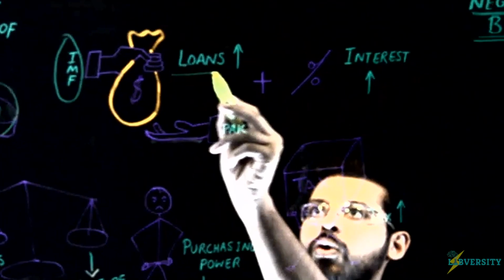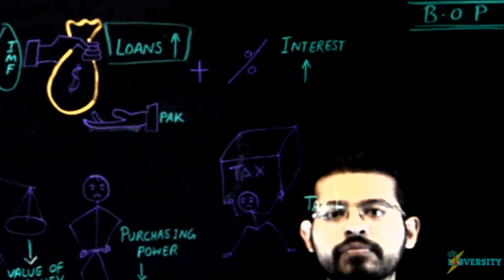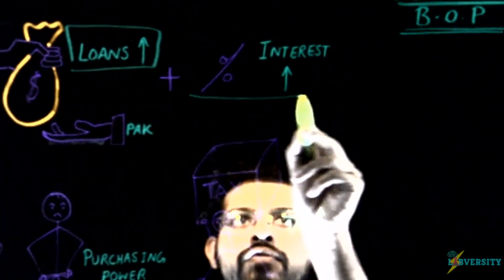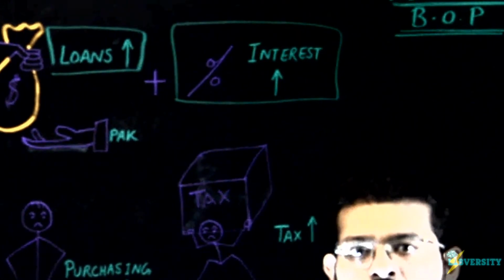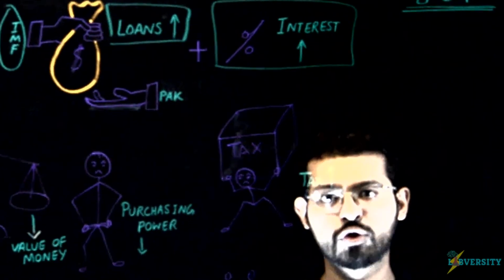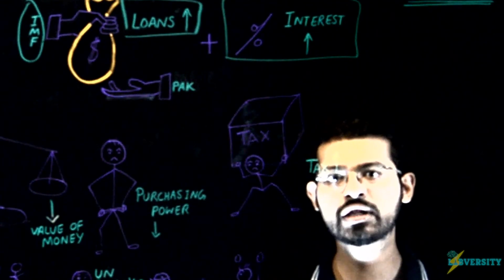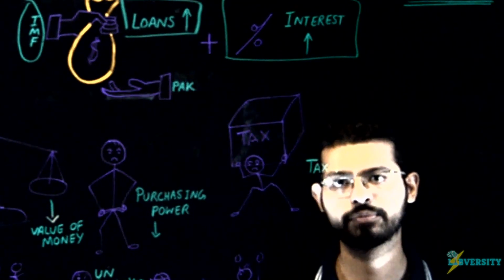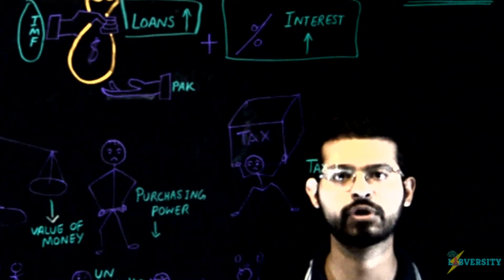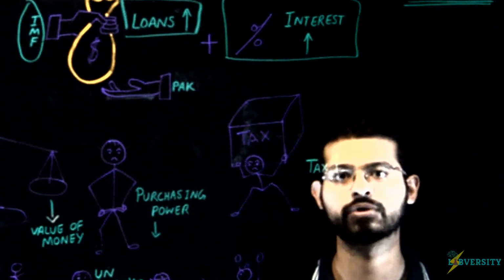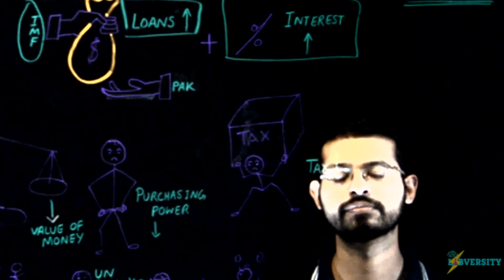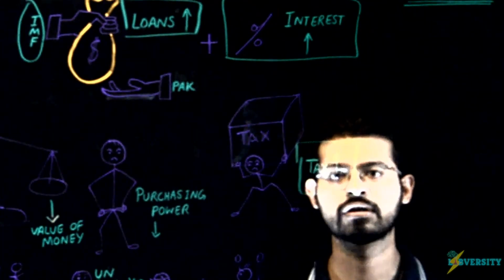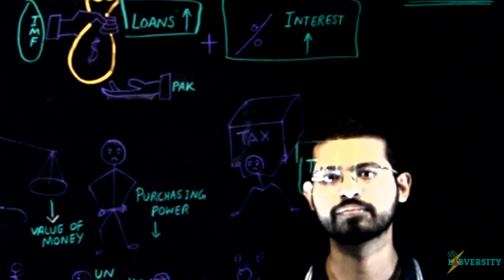Now, these loans that the government is taking do not come for free. They come with a huge percentage of interest. It means that now Pakistan would be required to pay not only the amount that the Pakistani government has taken, but also the additional amount as well. How do you think the government is going to pay for that additional amount along with the loan amount? The government would naturally increase the taxes on almost everything.